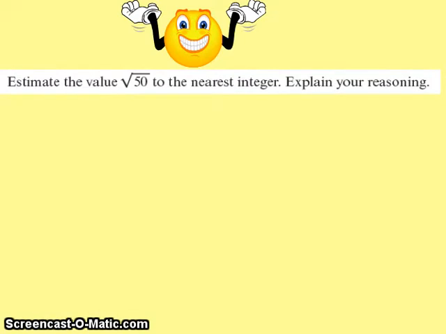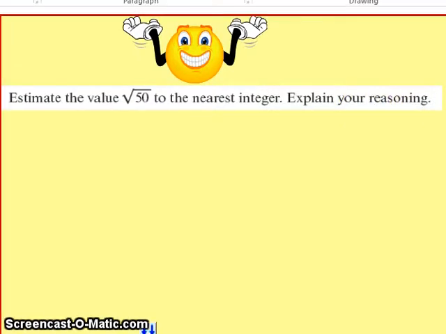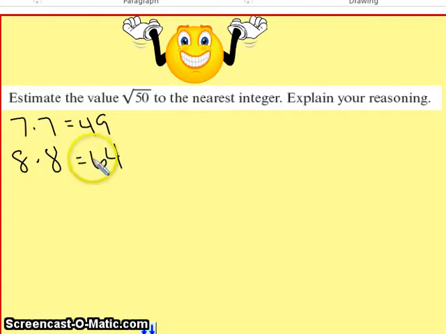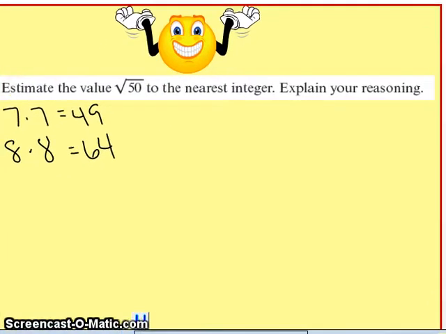Now here's another example. We want to estimate the value of the square root of 50 to the nearest integer and explain our reasoning. So first we have to look at the perfect squares around 50. We've already decided that 50 is not a perfect square, but we want to look at the perfect squares around 50. So if we multiply 7 times 7, we get 49. Now that's below 50. If we multiply 8 times 8, we get 64. Which is above 50. We know that the square root of 50 is going to be somewhere between 7 and 8, and we want to estimate it to the nearest integer.